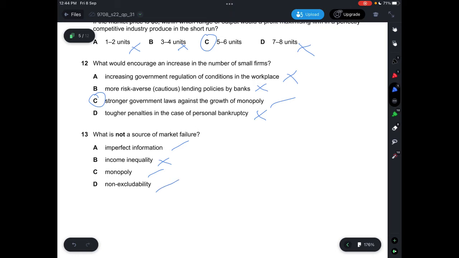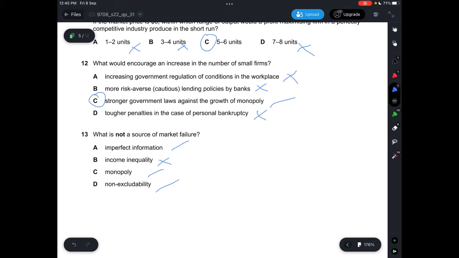Because if, let's say, the firm and the seller don't have perfect information of the product they're buying, of course they would probably buy less or more of the good, and that's why that would be market failure. But income inequality is actually caused by taxes, and so instead of it being a market failure, in this case, income inequality is actually a government failure because of failure to actually redistribute the income.